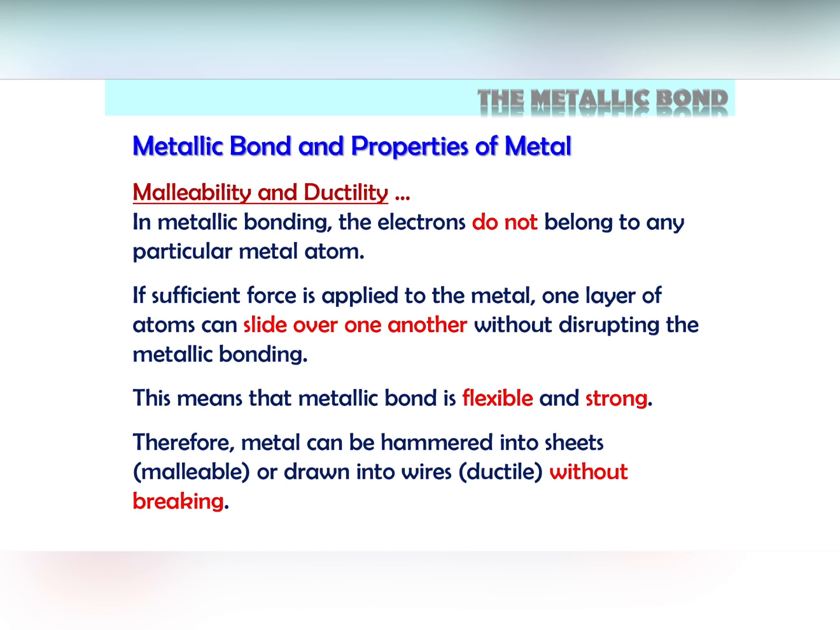Okay, so that is why we said that metal, they are malleable. It can be hammered into shapes. You can change the shape and you can draw into wires. It is said to be ductile without breaking it.